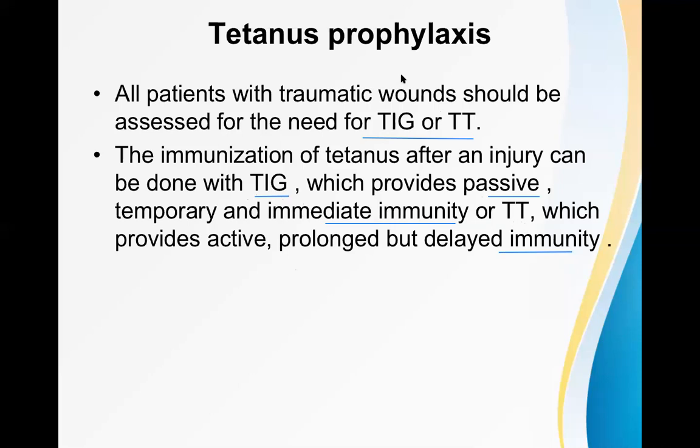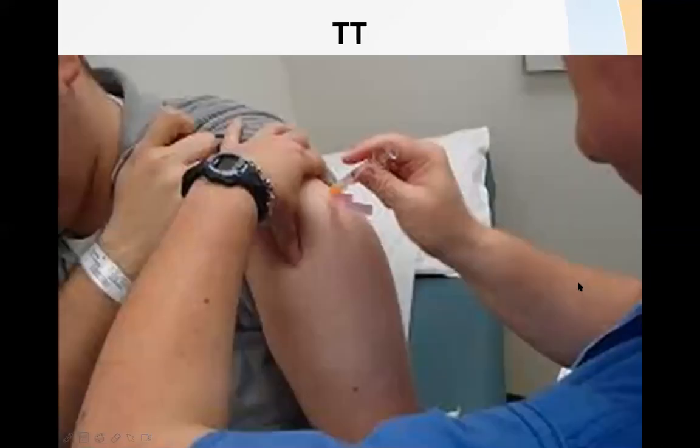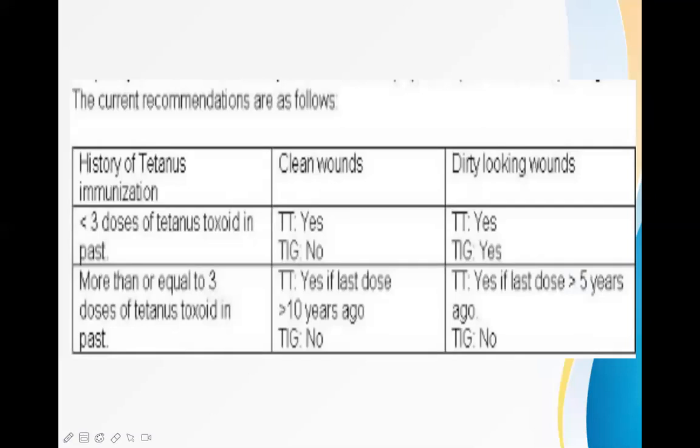But we still have not discussed what those indications are. So let's talk about this. This is the way by which this TT is given, in the deltoid area. Now, all of you, please focus on this slide. This will provide all your answers here.